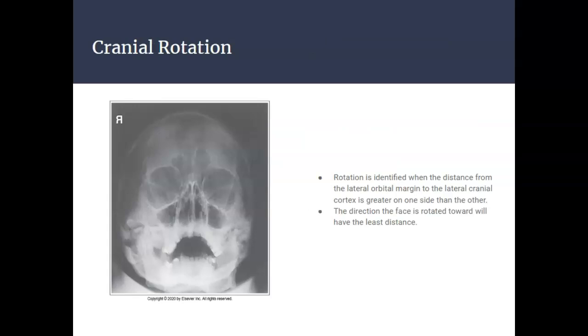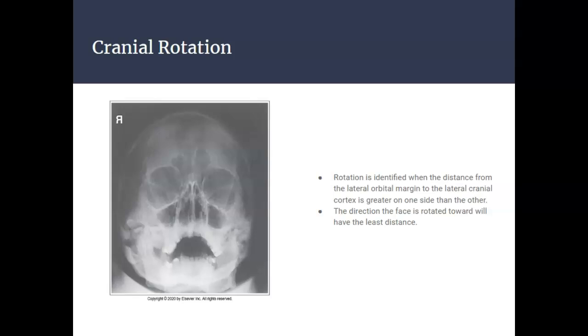So let's talk about cranial rotation in the Waters projection. Just like the PA projection and the Caldwell projection, we're going to utilize the same anatomical landmarks to determine rotation. We're going to take a look at the lateral cranial cortex relationship to the lateral orbital margin. If one side is greater than the other, then there is some rotation. Now, how do we determine the direction of the rotation? The direction the face is rotated towards will have the least distance.